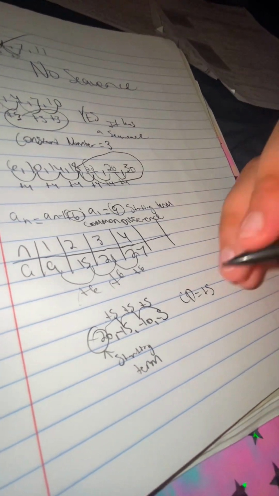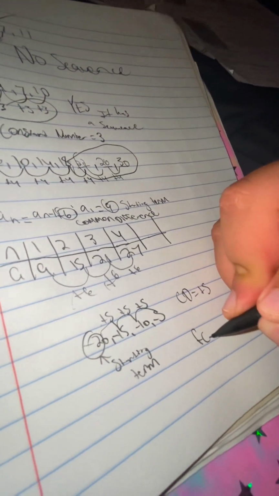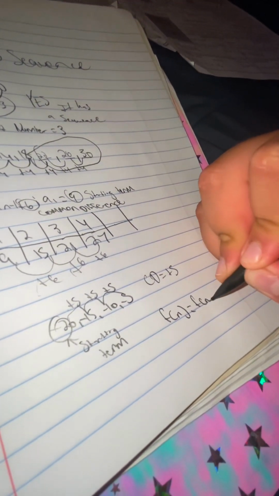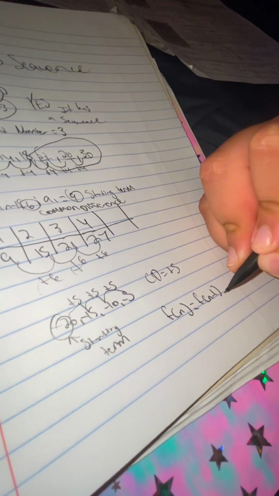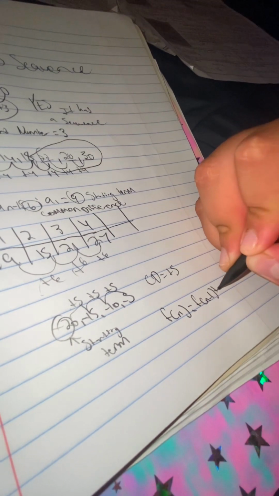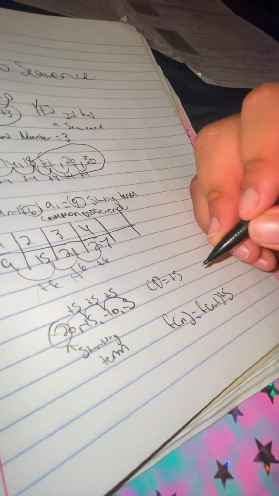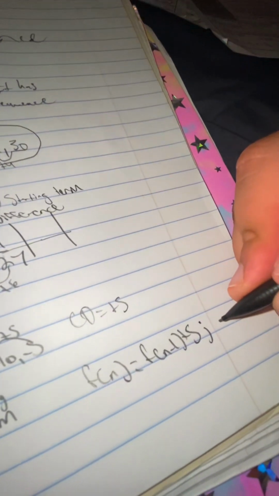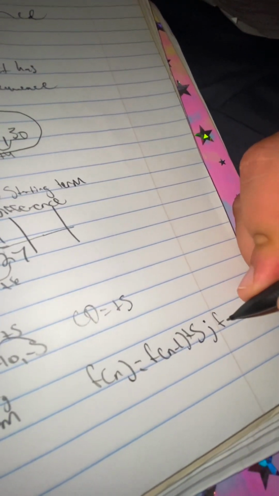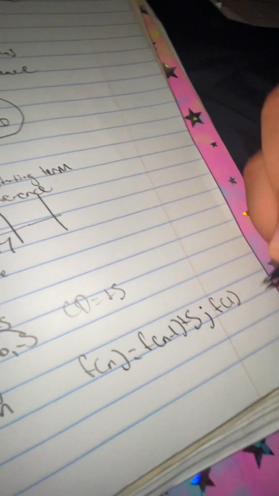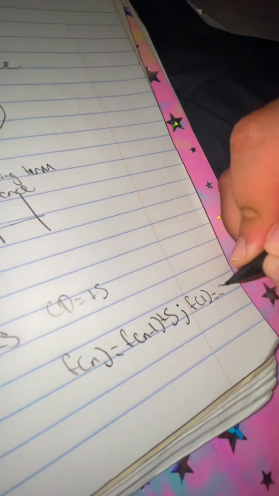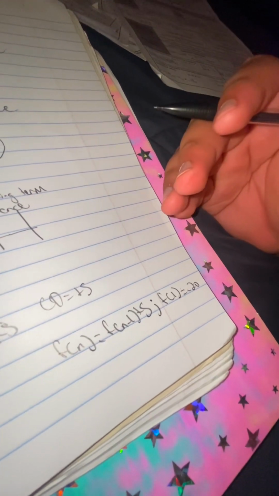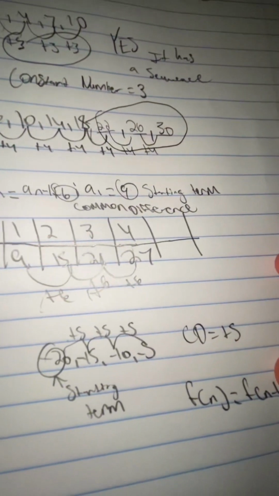So, let's get started. F n equals F n minus 1 plus 5. With that, you make a little mark right there, and it would be F1, which is our first term, equals negative 20. And that is how you make a recursive formula from the sequence that we were given.